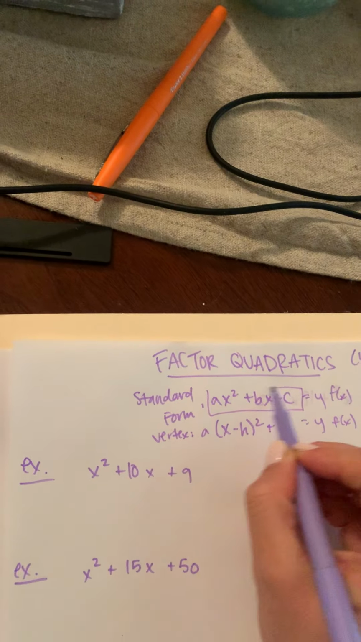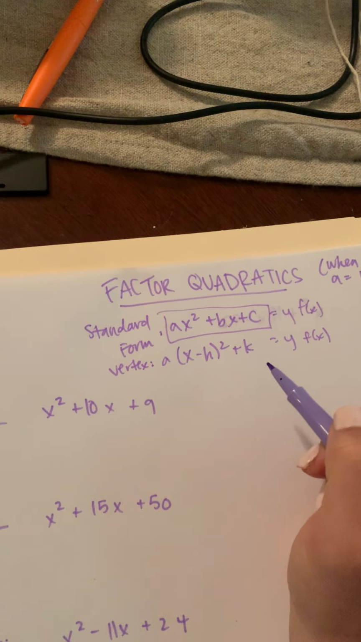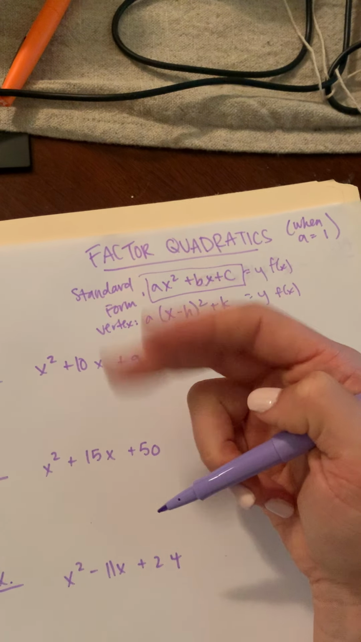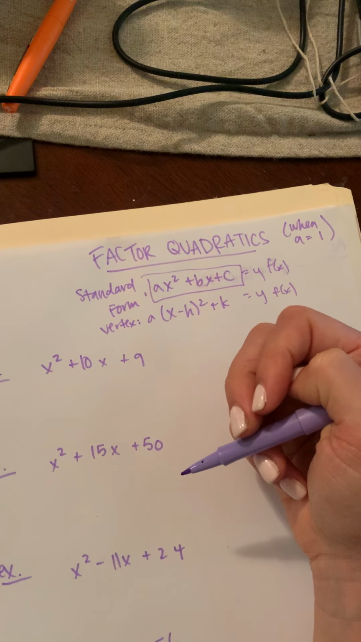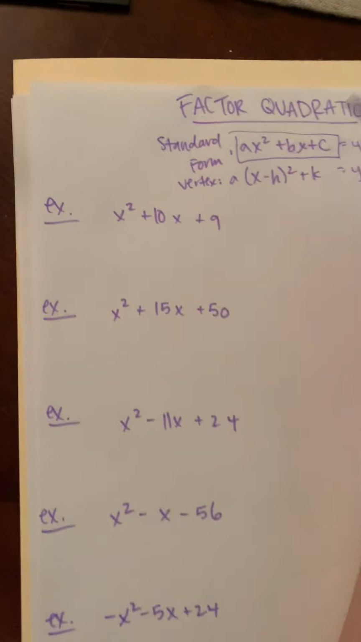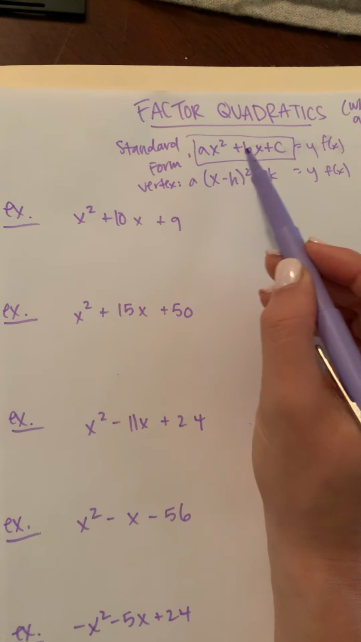We always factor quadratics when they're in standard form. And there's a few different types. There's when a is equal to 1, when a is greater than 1, and when there's a special case called difference of squares that we're also going to go over. So, ax squared plus bx plus c.